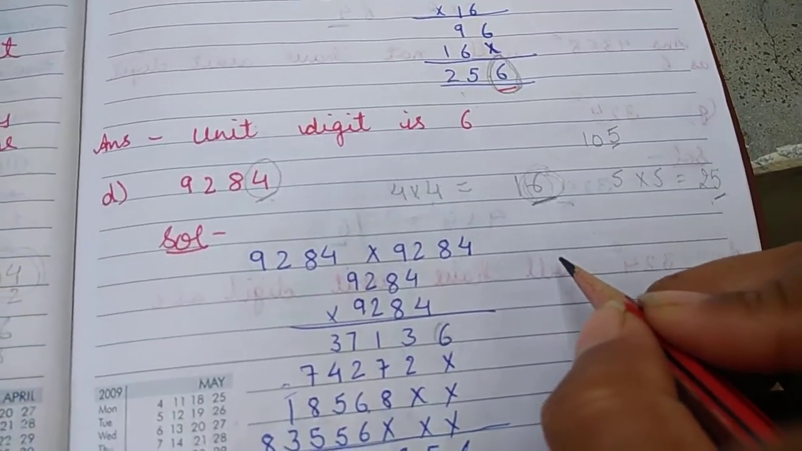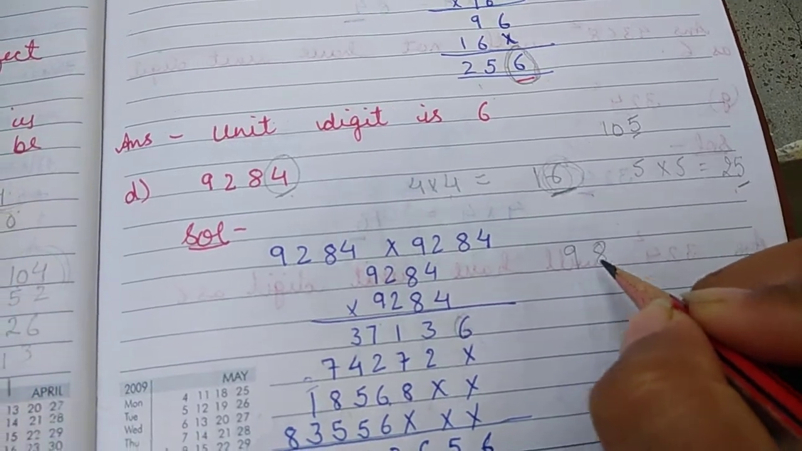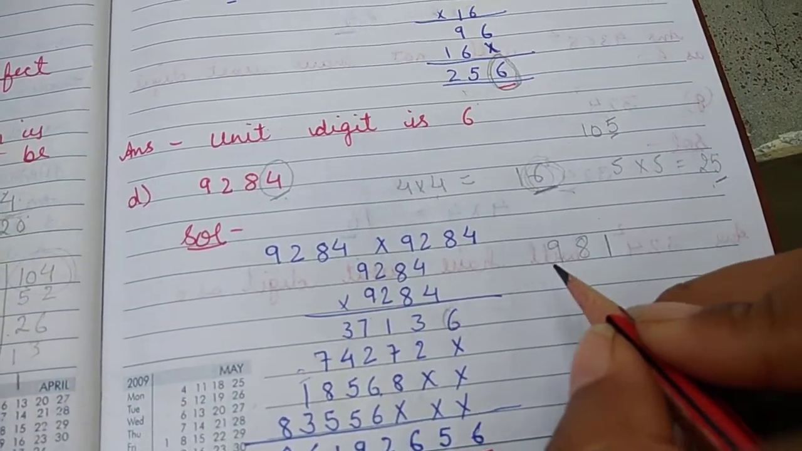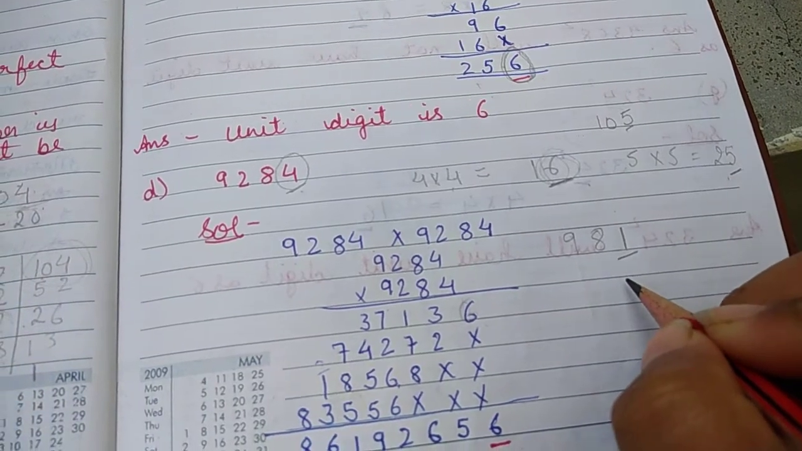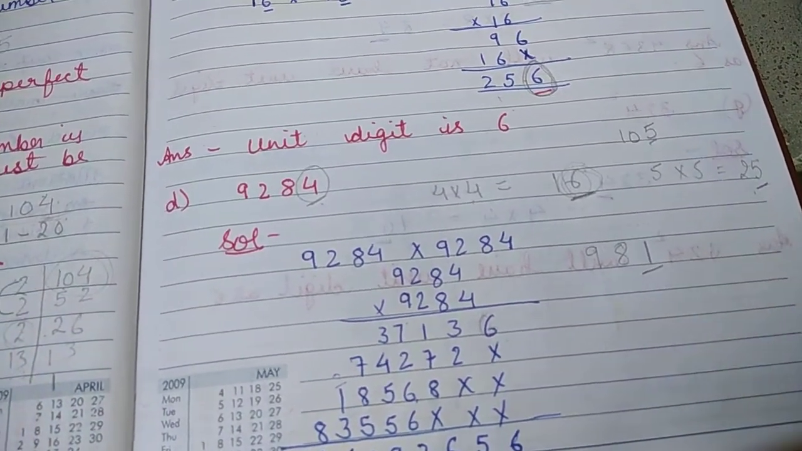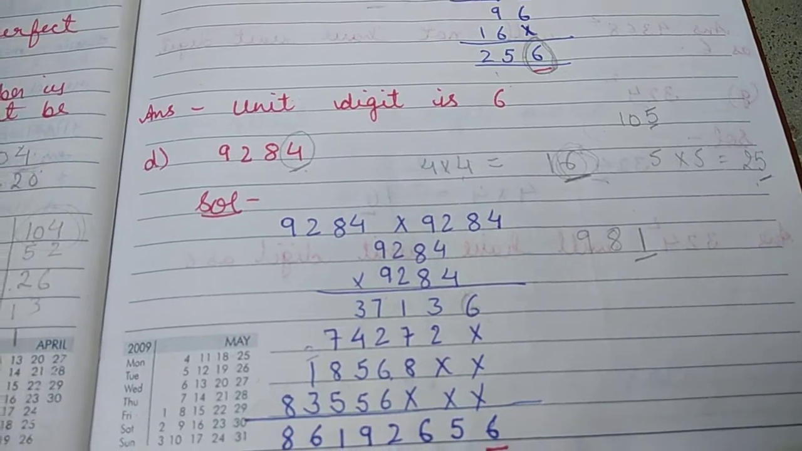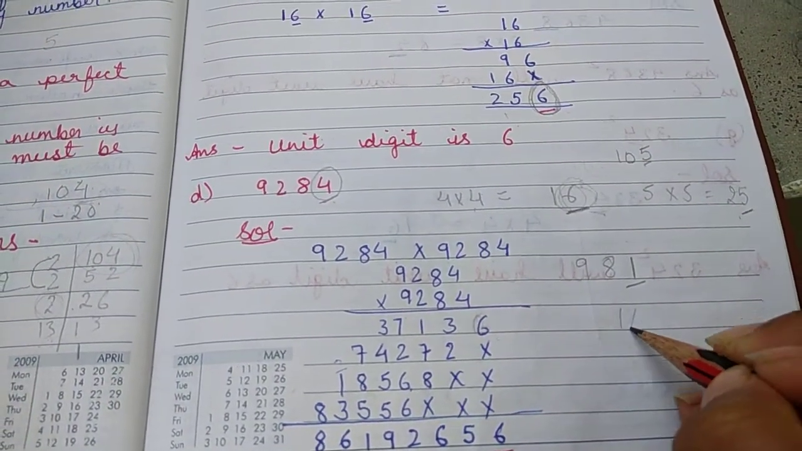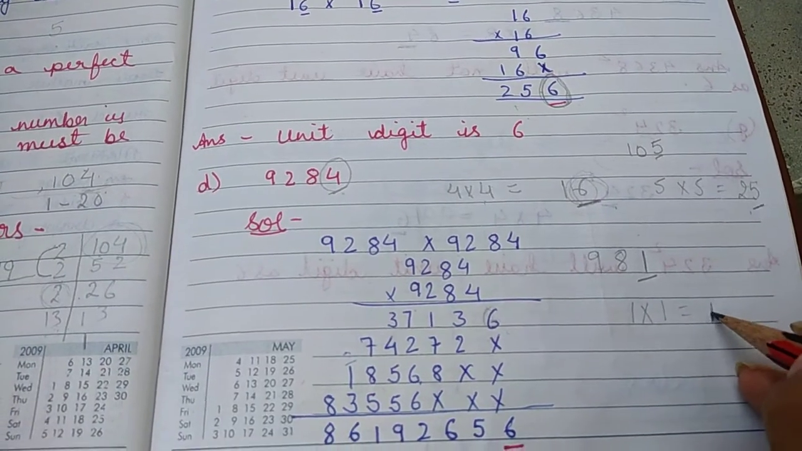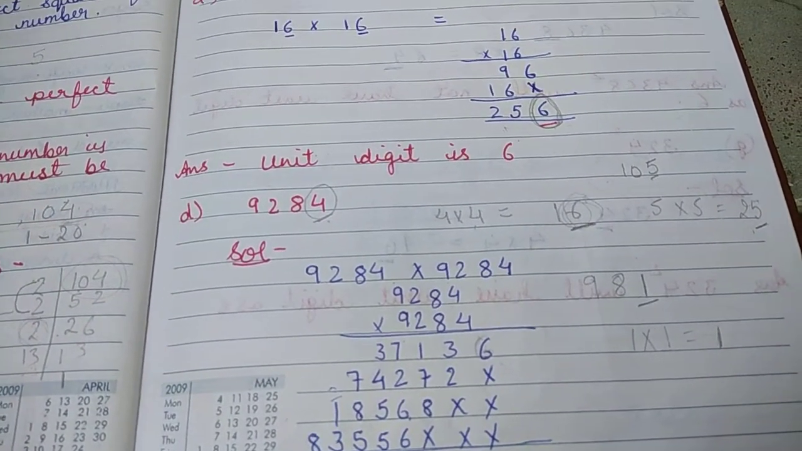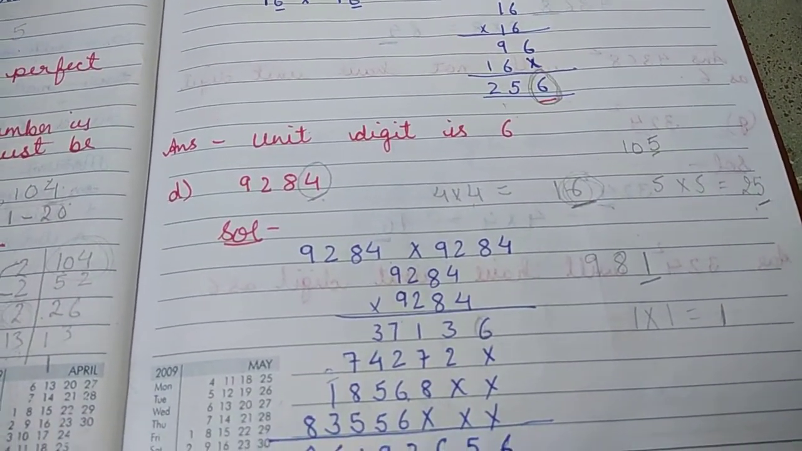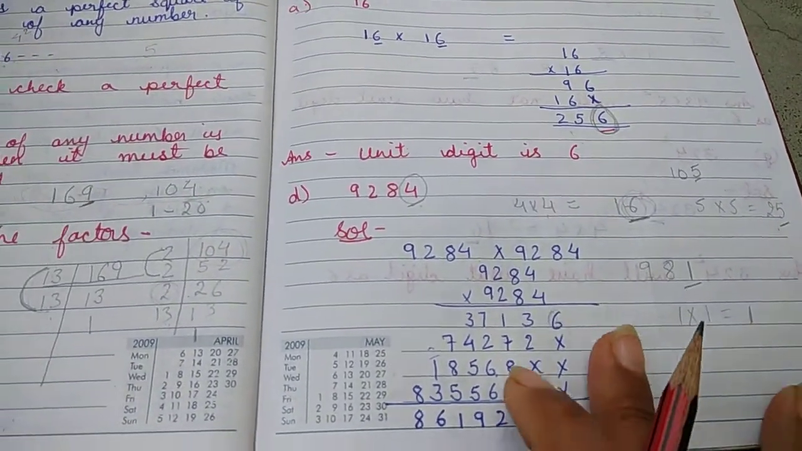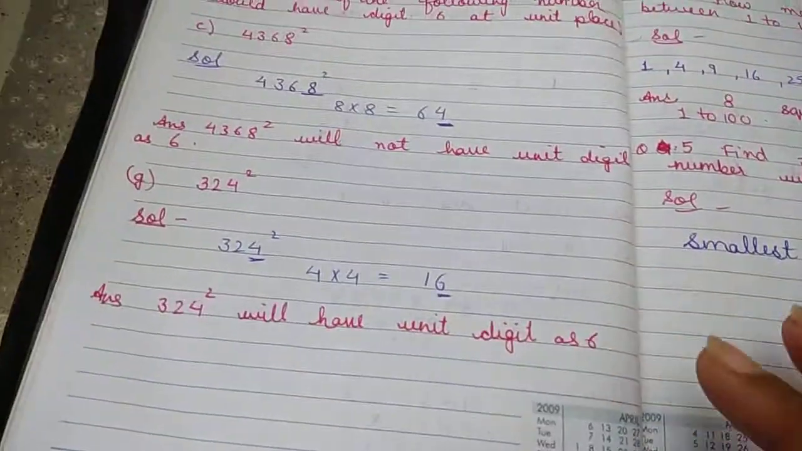Again, taking one more example, 981. Okay, so what is the last digit? 1. So if I want to know what would be the last digit in the square of 981, what will I do? I'll just multiply 1 by 1. That would be 1. Okay, so the last digit in the square of 981 would be 1. I hope this is clear.